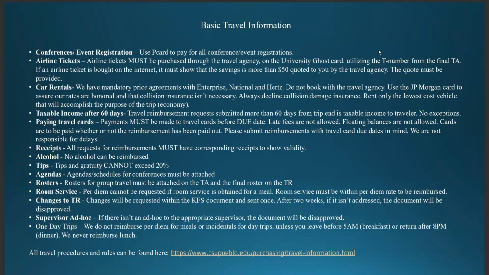Car rentals: we have mandatory pricing agreements with Enterprise, National, and Hertz. Do not book with our travel agent. They know better, so they'll say they can't, but you can't book with the travel agent. Use the JP Morgan card to assure that our rates are honored and that collision insurance for you isn't necessary. Always decline collision damage insurance. Rent only the lowest cost vehicle that will accomplish the purpose of the trip.